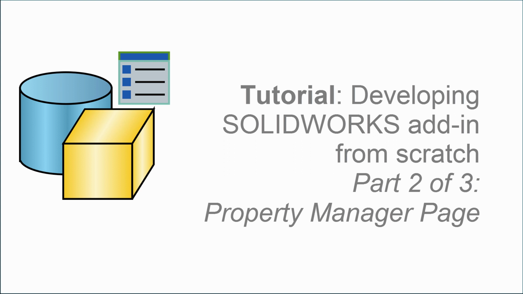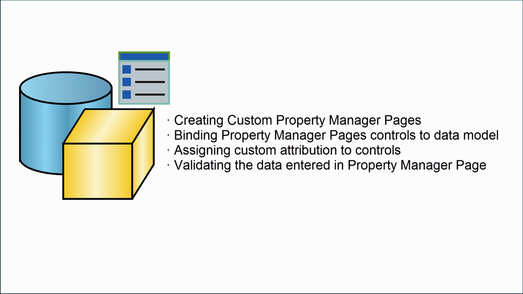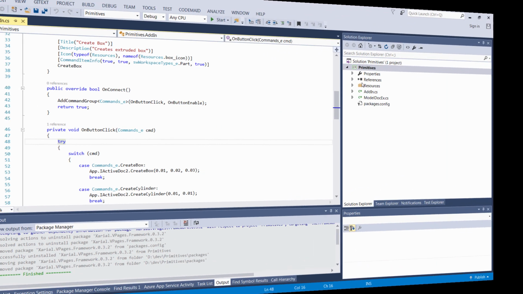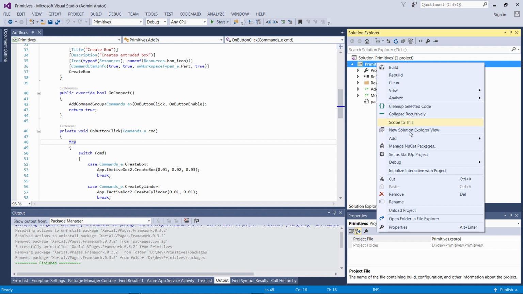Hello and welcome to the second part of the tutorial for developing SOLIDWORKS add-ins from scratch. In this part we will be learning how to add a custom property manager page to our add-in to handle user inputs. We will learn how to create and show a custom property manager page, how to bind the values of the controls to the custom data model, as well as how to assign custom attributes such as icons and tooltips to your controls. We will also learn how to apply validation rules to the inputs in the property manager page. We will start by adding a new NuGet package to our project.